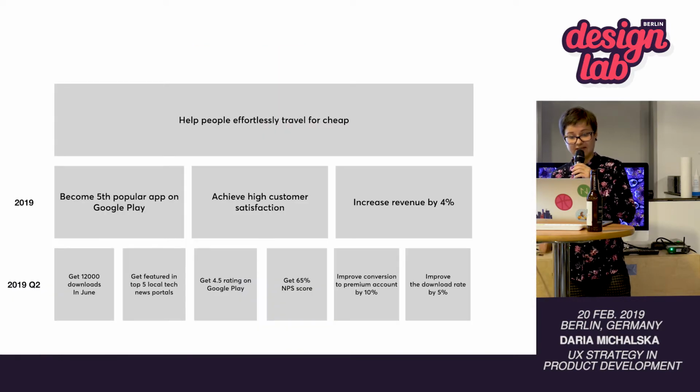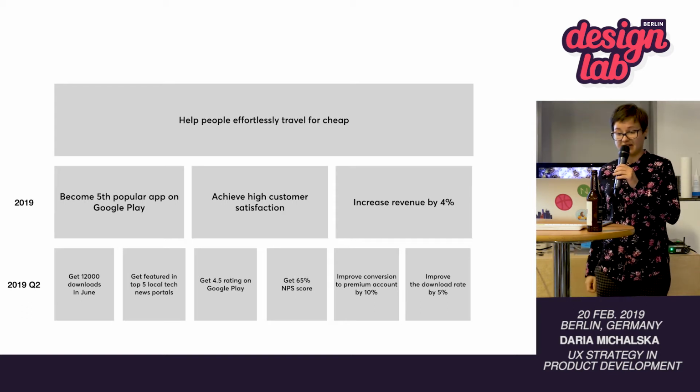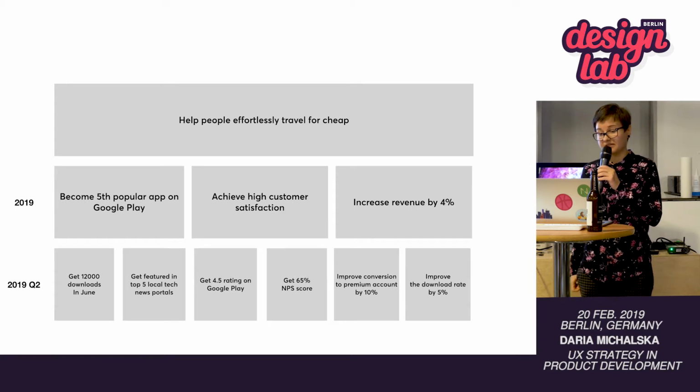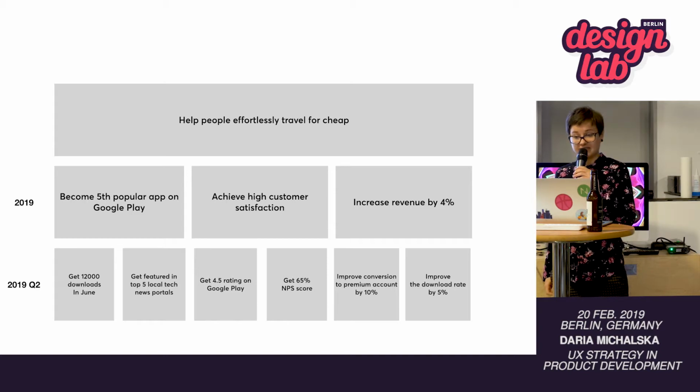And we have the company's mission and all the strategic goals. So the company wants to help people effortlessly travel for cheap. And for 2019, they have some bigger strategic goals. They want to become the 5th most popular app on Google Play, they want to achieve high customer satisfaction, and they want to increase the revenue by 4%.